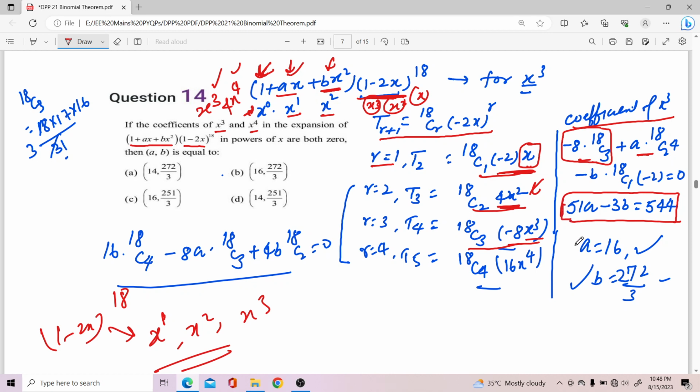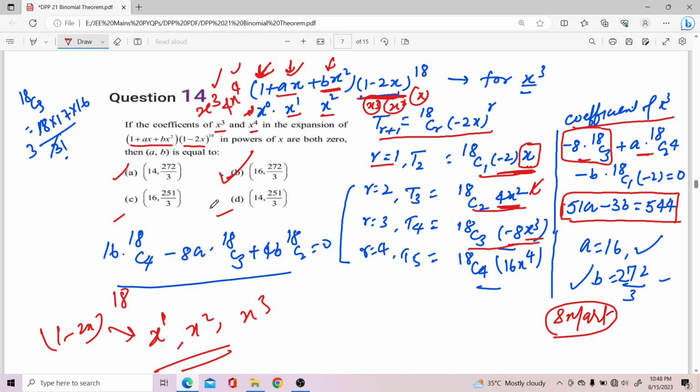And if you are smart, we have got one relation and we are having answers here. You just look into the answers, which one is satisfying this equation. So it is option B which is satisfying this equation, right? So B is the right answer.